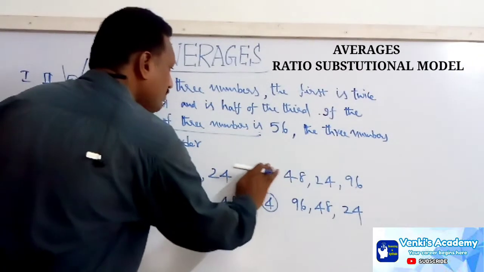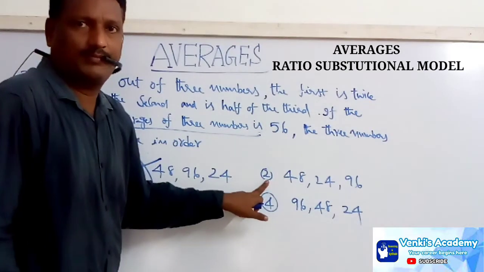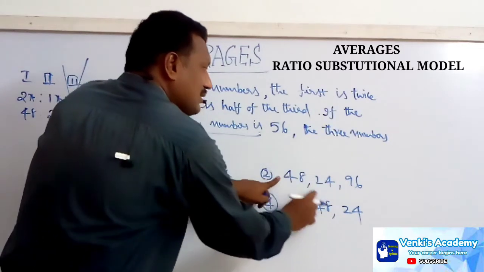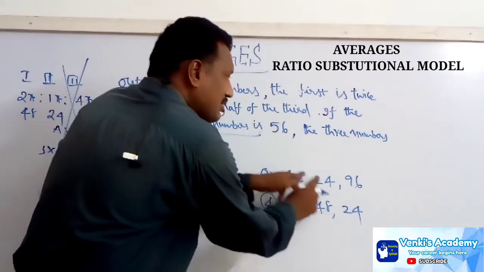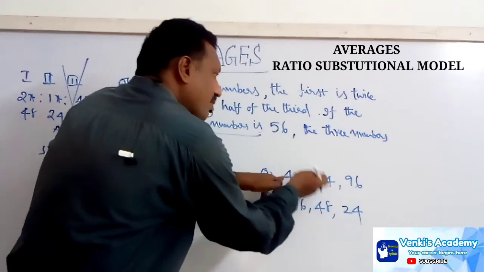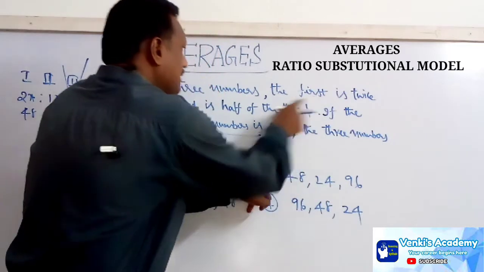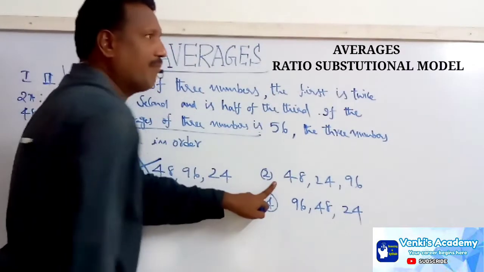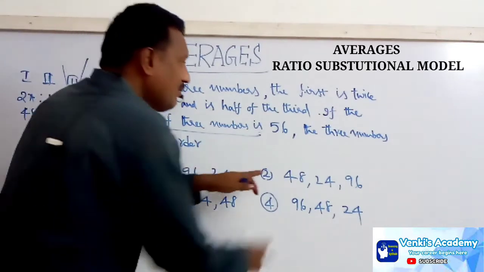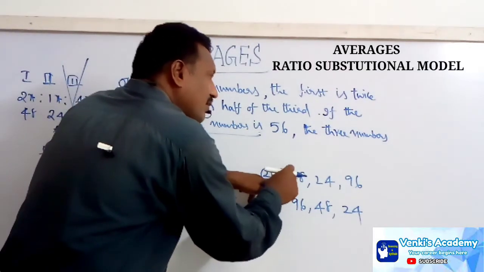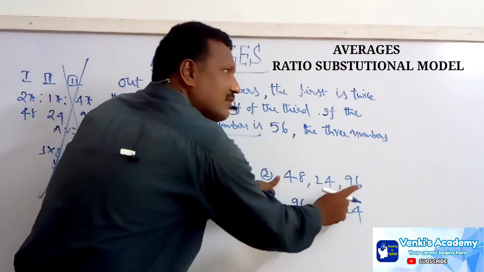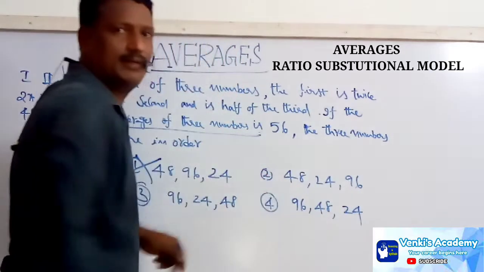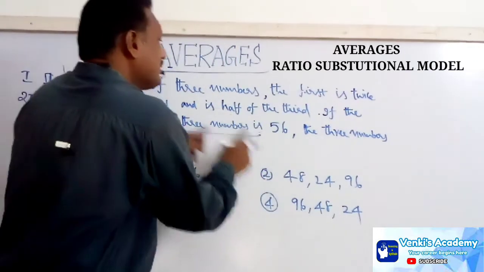Next, take the second option. The first number is twice the second number. The second number is 24, the first number is 48. Yes, this is correct. And the first is half of the third. Third number is 96. What is half of 96? 48. Yes, so this statement is fulfilled here.